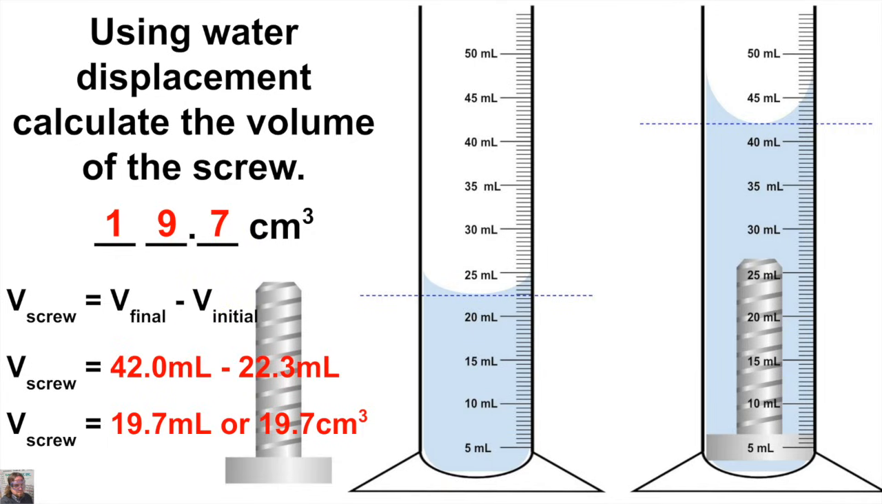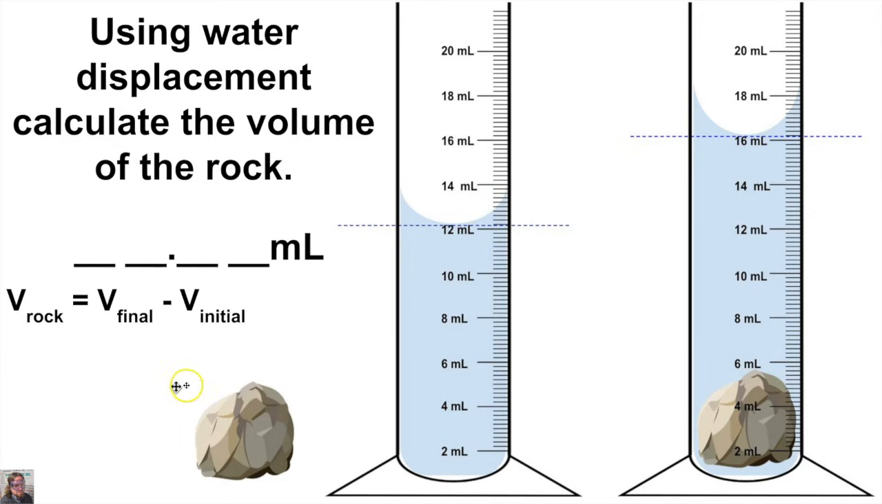So let's take a look at another example here. We have a rock here and we want to figure out the volume of the rock. Well, there is no formula that allows us to figure out the volume of a rock. So what we can do is use water displacement. So if we take a look, we can figure out the initial volume of the water that is in this graduated cylinder. We could then put the rock in here and figure out the final volume of the water level that is in this graduated cylinder. So let's go ahead and do that.